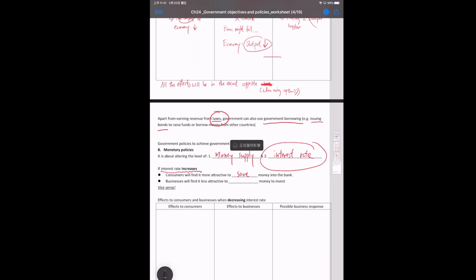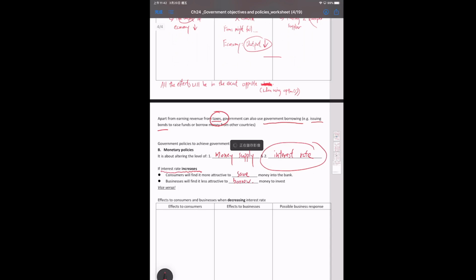But what about the businesses? The businesses will find it less attractive to borrow money to invest, right? Same concept. When there's a higher interest rate and you are borrowing money from the bank, you will have to pay a higher interest expenditure, and in the end it will give you a higher cost of production. Because of that, it will become less attractive to use the money for investment. So borrow right here.